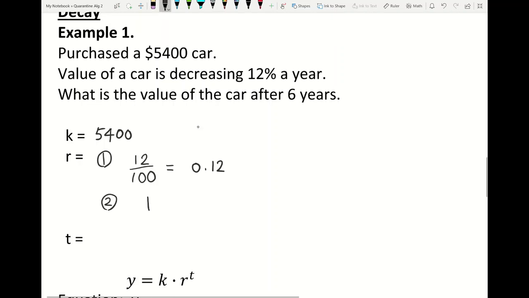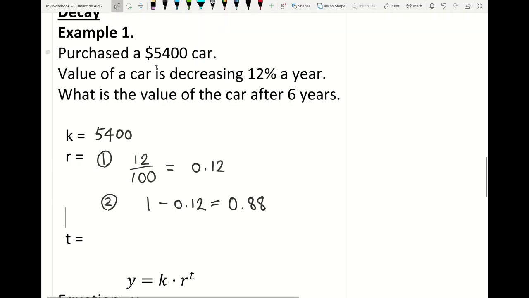And I'm going to explain why in a minute. So we're going to do 1 minus 0.12. Now please take out your calculator. What do you get? You will be getting 0.88. That means it's 88%. Now, where did that 88% come from?